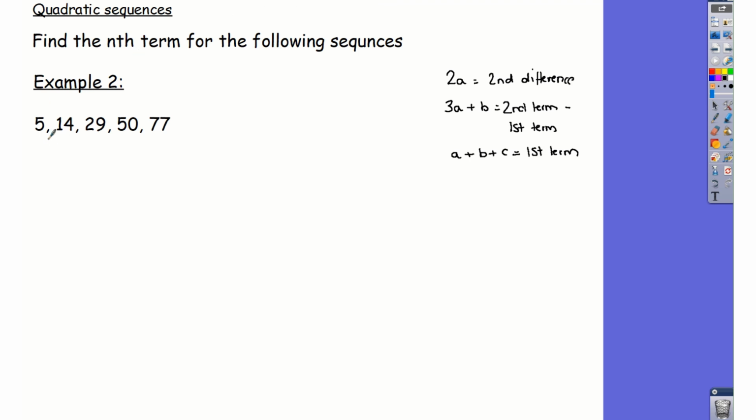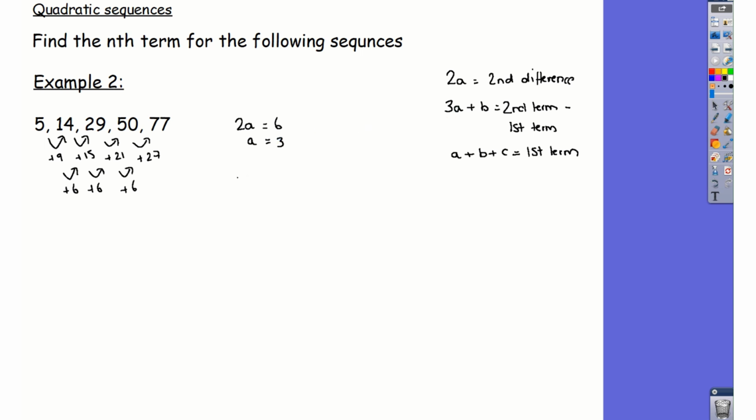So if I have a look at what the difference is, first one, add 9, then I'm adding 15, then I'm adding 21, then we're adding 27. So if we have a look at the first difference, you can see it's not a linear sequence. If we carry on, we know we are adding 6 in all cases. So we know it's definitely a quadratic nth term, and we know that 2a is equal to a second difference, which is 6. So in this case, we know a has got to be equal to 3.